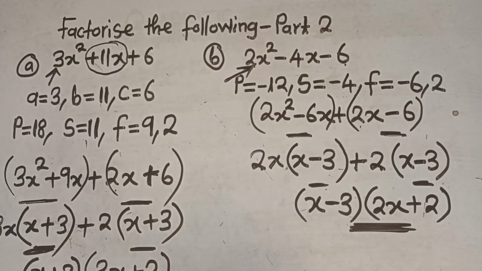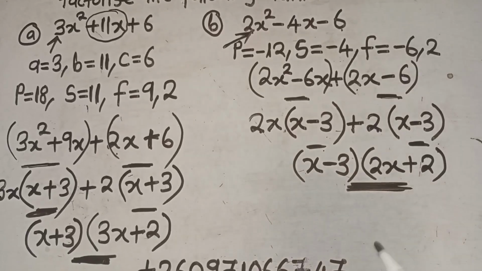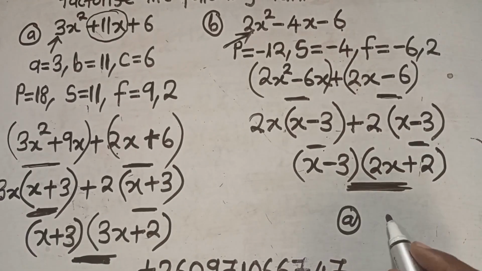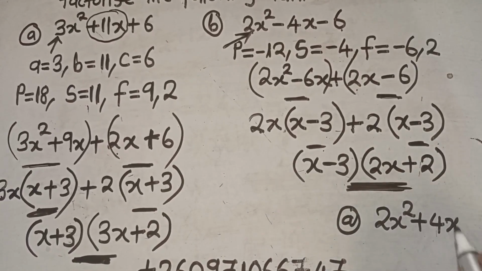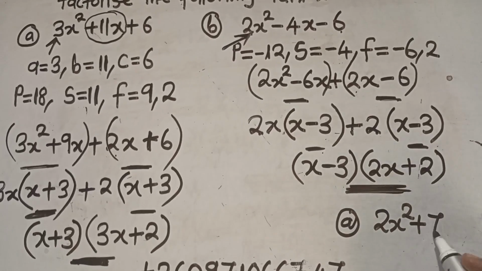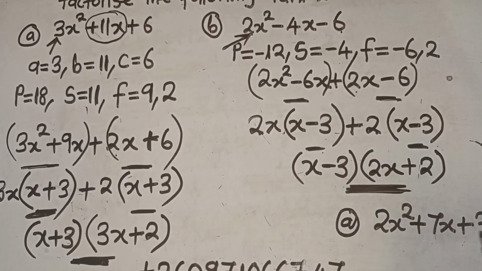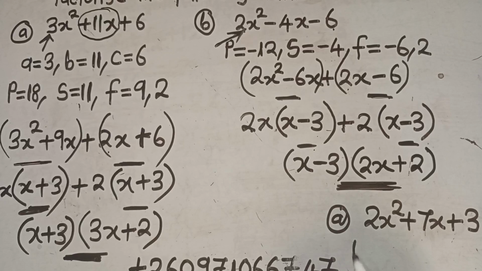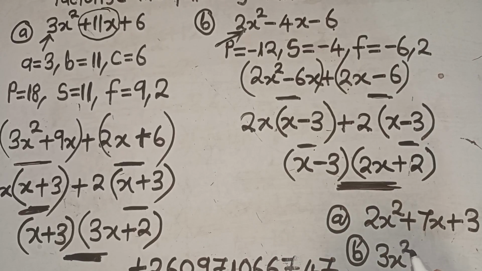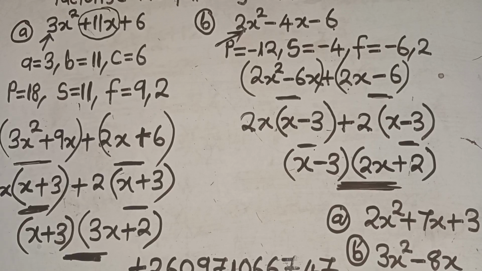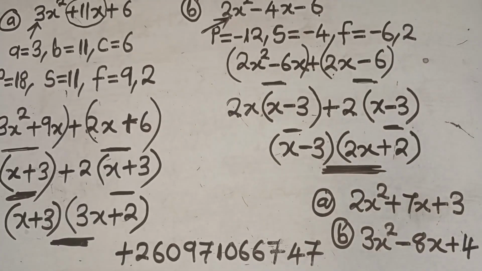And the work for you, these two questions, you practice them. You answer them. The first one, I'll give you a simple one: 2x squared plus 7x plus 3. So that is the first one. The second one that you are going to work out is 3x squared minus 8x plus 4. These ones, I want you to work out these questions.